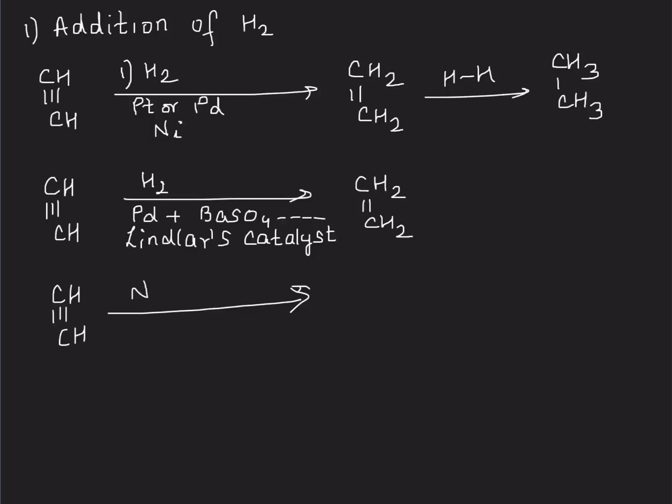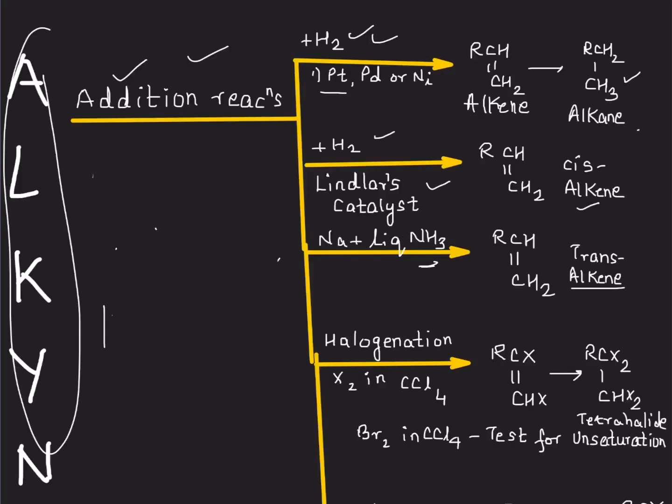Sodium and liquid ammonia again. But cis and trans are not different when we are talking about ethene. It is the same, so no difference in the product over here. Let's go on to the next reaction. Next we've got halogenation. So again, write down the reaction of acetylene with maybe bromine. Would you like to write it down?